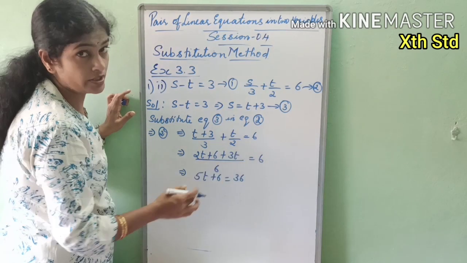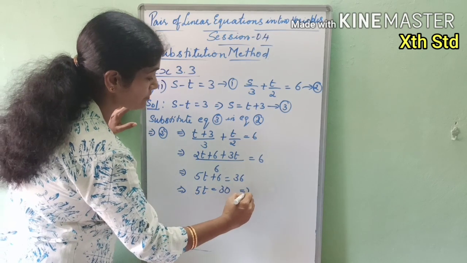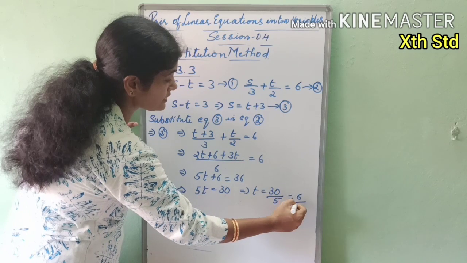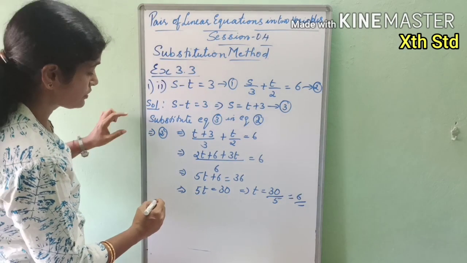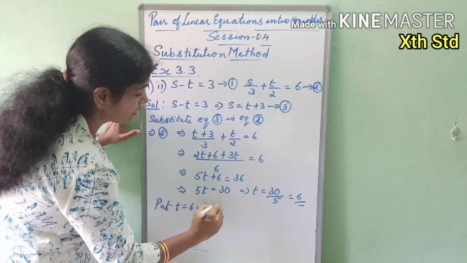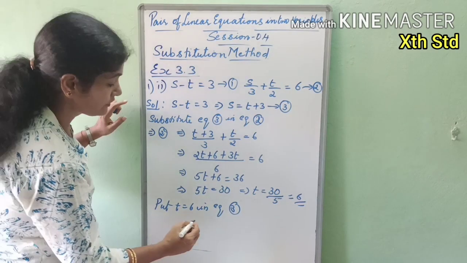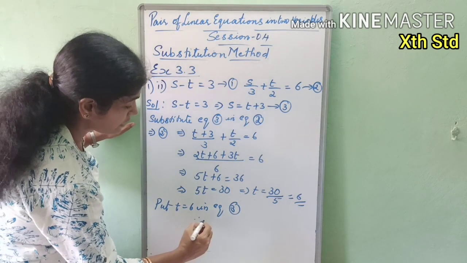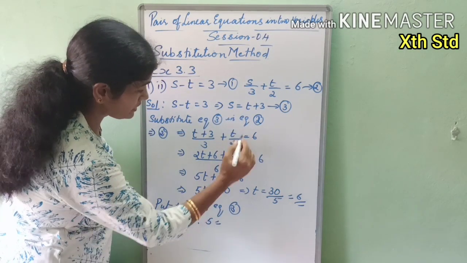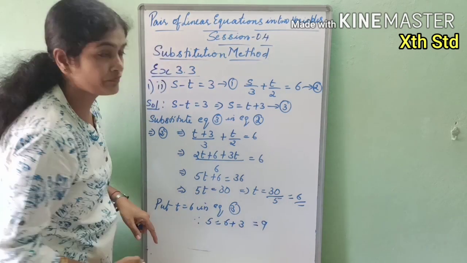This implies, because 6 into 6, cross multiply. So 5t is equal to 30, which implies t is equal to 30 by 5, that is 6. Now t is 6. So put t equal to 6 in equation 3. In equation 3, therefore what we get? We get s is equal to t + 3. T is 6. 6 plus 3, it is 9, right?